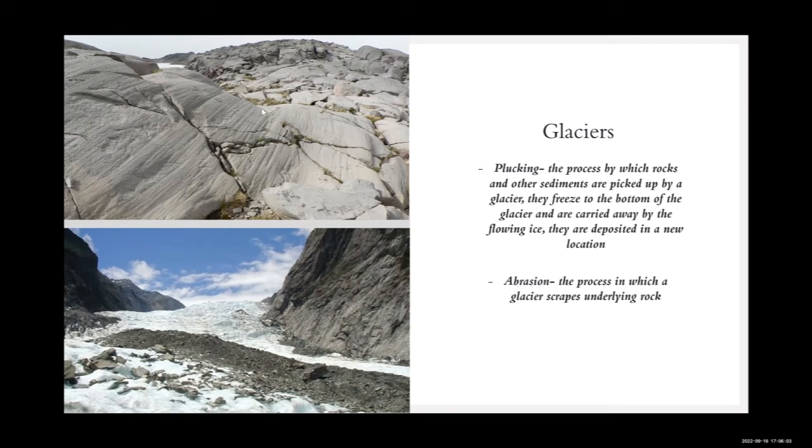Now, this top picture here shows abrasion, if you see these lines. It's the same idea: you've got rocks stuck to the bottom of the glacier, and as they roll over the ground surface, or rocks that are not being picked up by the glacier, they scrape along and leave these abrasion lines. So abrasion is the process in which a glacier scrapes underlying rock. Sometimes when you visit parks or natural preserves, you may be able to see examples of that. It's really kind of cool.